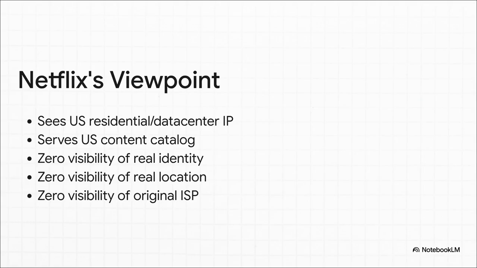And that brings us to stage 7, Netflix's viewpoint. Netflix gets the request and just assumes it's a completely normal US user connecting from a standard US data center or residential IP. Because it sees that US address, it happily serves up the US content catalog. As far as Netflix is concerned, Arjun is just some guy chilling in Ohio. They have zero visibility into his real identity, his actual location in India, or his original ISP. They package the video, send it back to the ProtonVPN server, which encrypts it again and sends it back to Arjun. The deception is totally flawless.